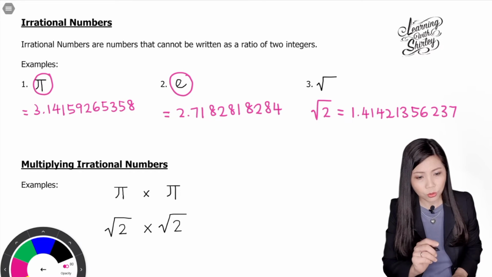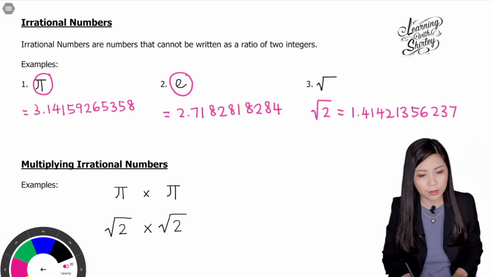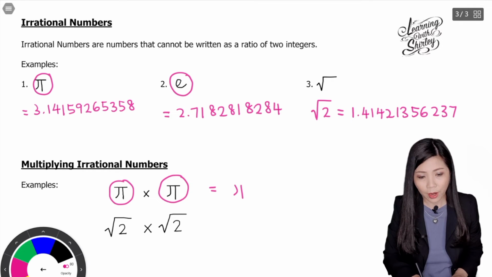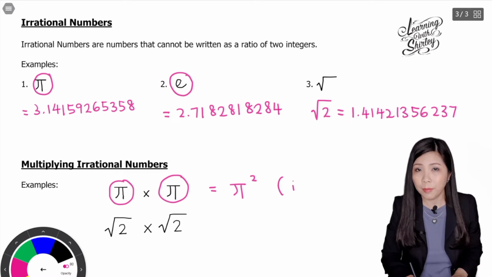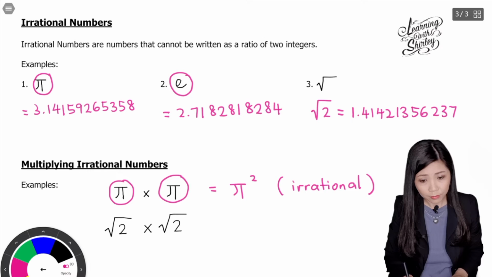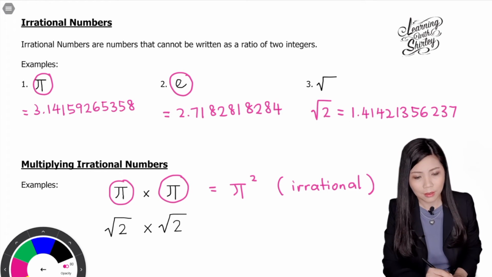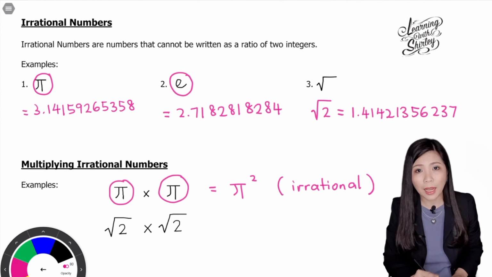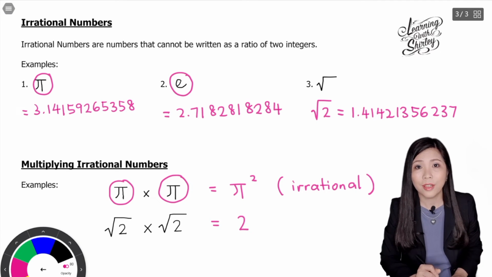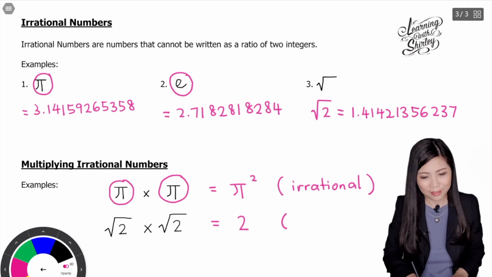Let's look at this. When we multiply two irrational numbers, for example, pi times pi, we'll get pi squared. And this is an irrational number. But if we use square root of 2 times square root of 2, we'll get 2. And 2 is a rational number.